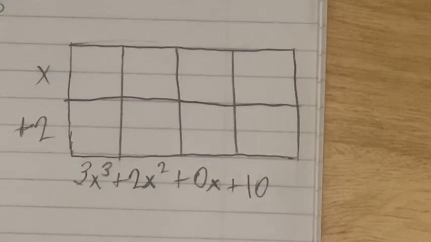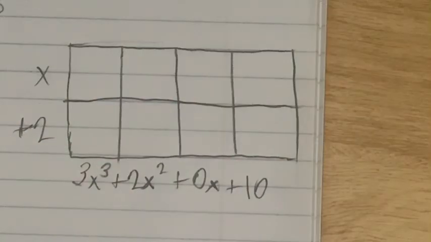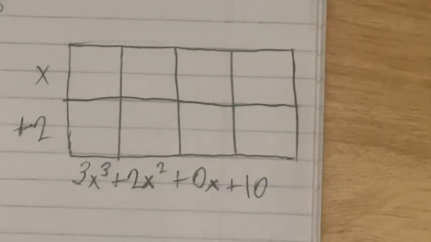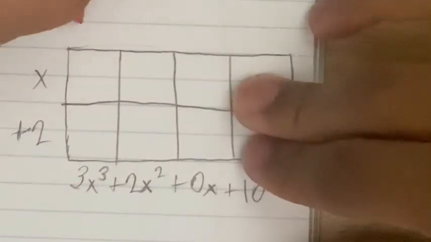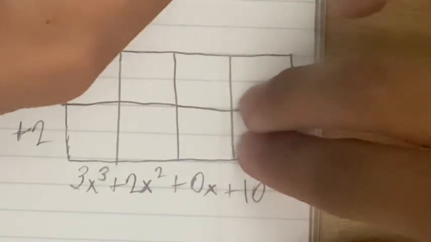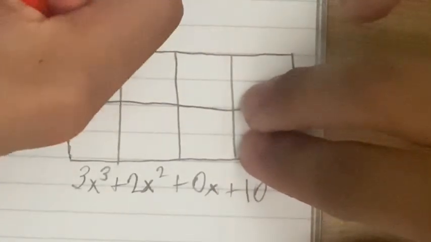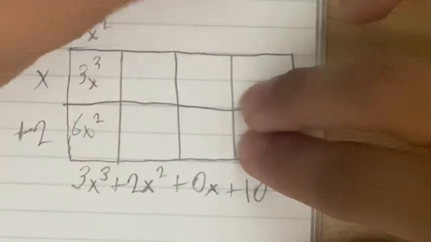So the next method is the area model, and each of the individual boxes in the model adds up to the quotient. Okay, so we do basically the same thing as before. I write 3x squared to multiply to get 3x cubed. And I also multiply by the 2, so 6x squared.